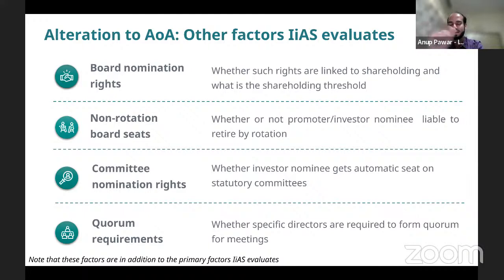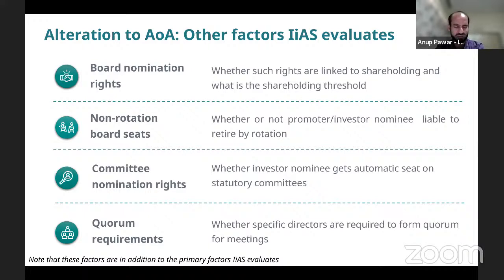So does the fine print say that they will have at least 10% to have one board seat? Or is it just a broad brush statement saying that we will have a board seat irrespective of shareholding, which we don't like. Non-rotational board seats, whether or not they retire by rotation, again, that leads to board permanency, like I just covered. Committee nomination rights, we don't really like any investor nominee, any private equity nominee getting automatic nomination rights to statutory committees.